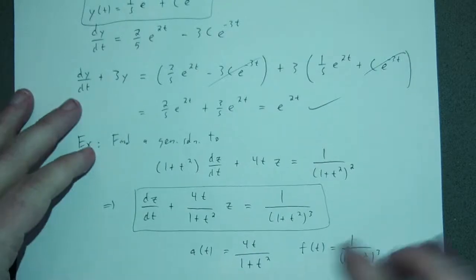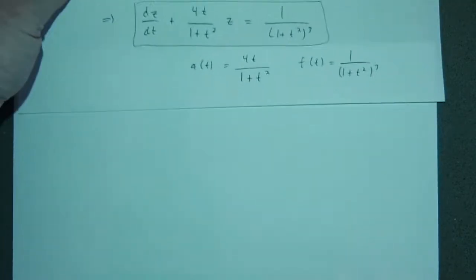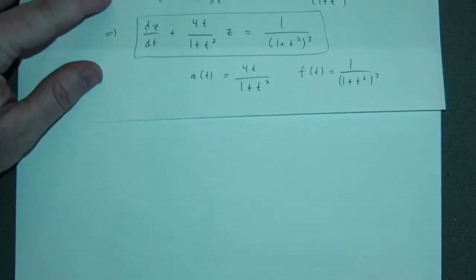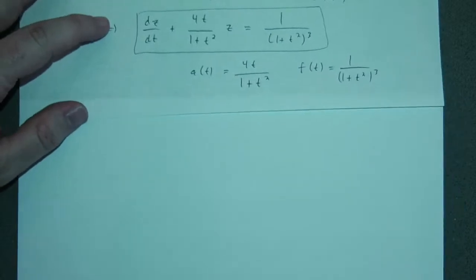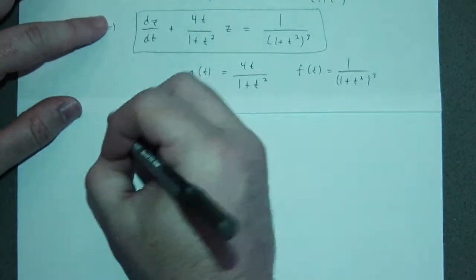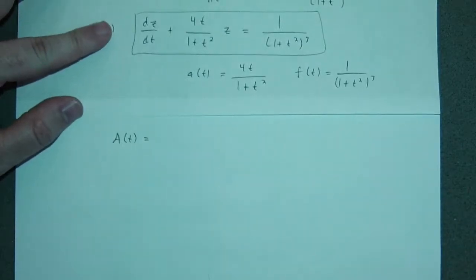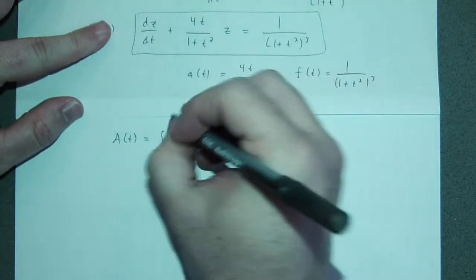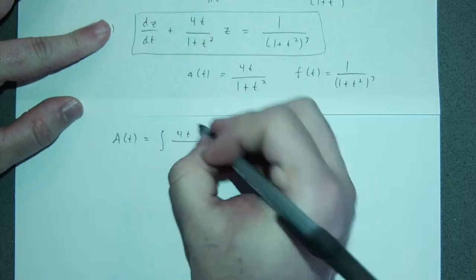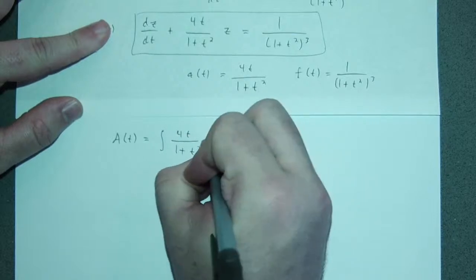So let's compute the things I need. So what do I need here? Well, I need, first of all, to compute big A of t. So this is the integral of little a, which is the integral of 4t over 1 plus t squared dt.